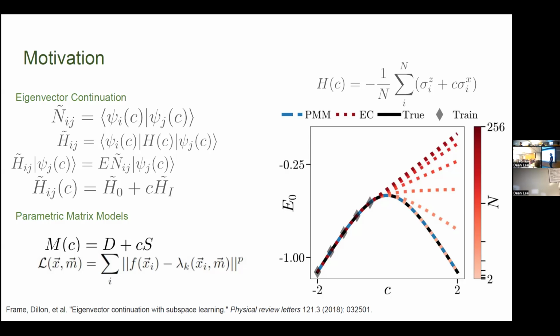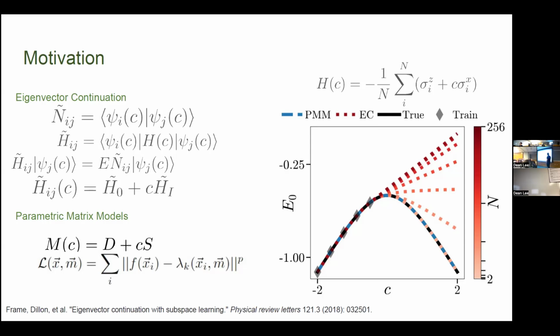Sorry to interrupt, but is this inherently a restriction that it has to be linear in C, because the early applications of eigenvector continuation just happen to be linear? Or is this more generally just picked because it's the simplest thing you can start with? Yep, that was the simplest thing we started with. But the PMM can handle any non-linear dependence. Exactly. And this was a simple case to test on this problem.